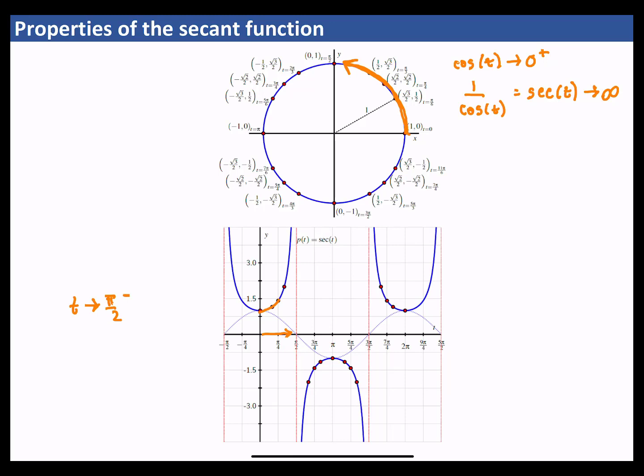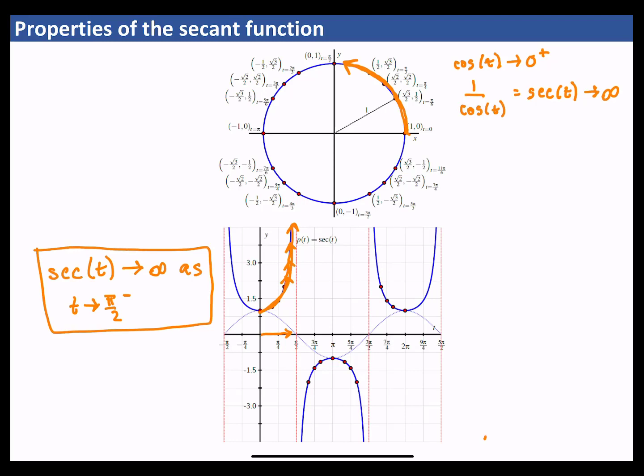And since the secant of t is getting bigger and bigger as t approaches pi over 2, thinking about that first quadrant still, we can actually say that the secant of t is growing without bound as t approaches pi over 2 from the left. That means the graph will look something like this as t approaches pi over 2 from the left.